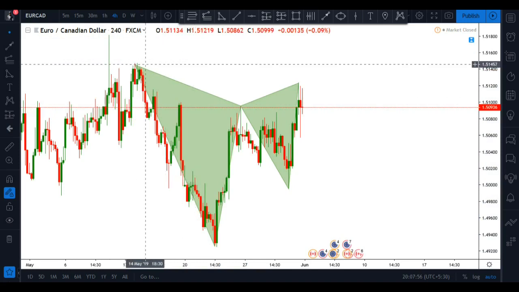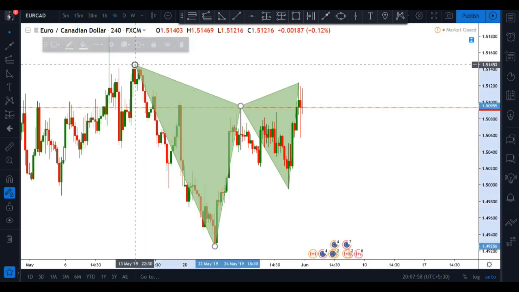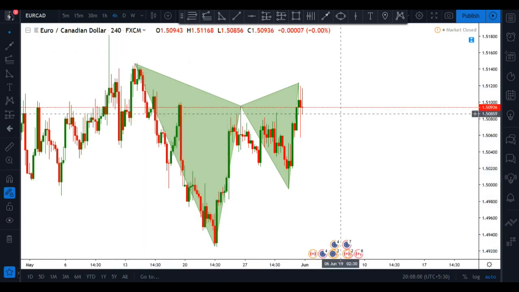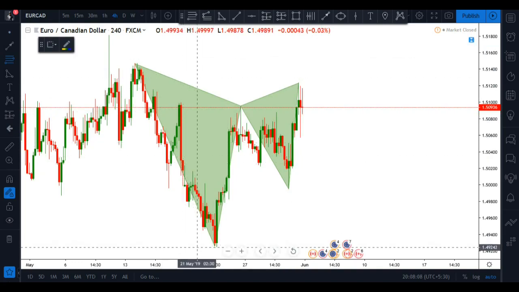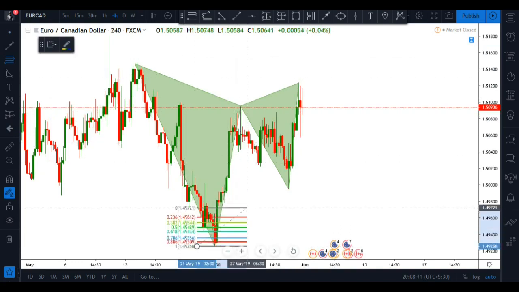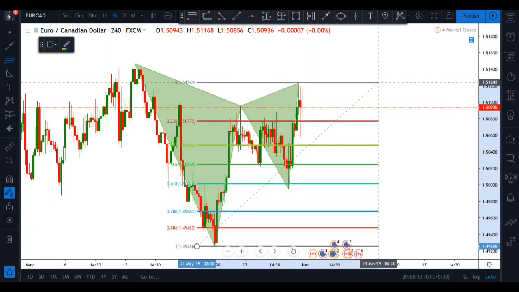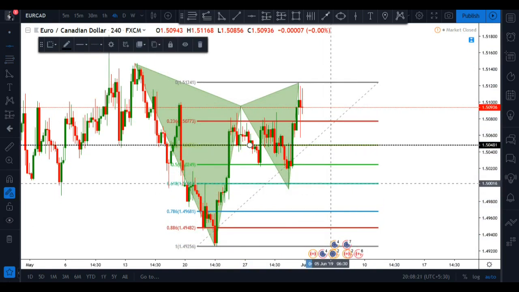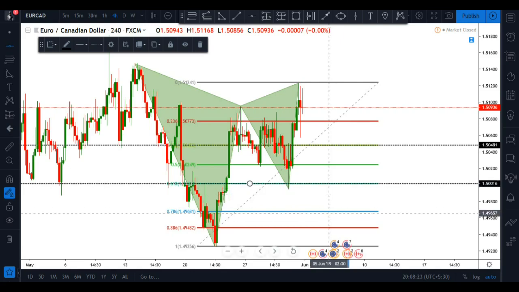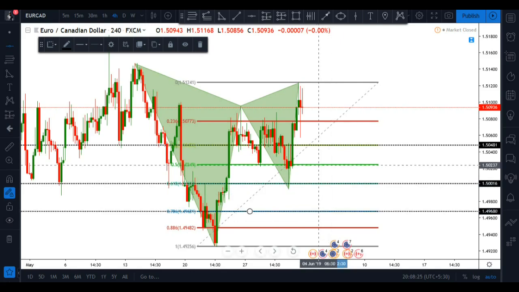Okay, and what I'm expecting out of this pair is to go to the downside, and this trade is available at the moment, and you can enter this trade as soon as market opens on Monday. And let me draw in a Fibonacci retracement tool here, and my first target is at 382 as usual, and my second target is 618, and my third target is 786 retracement.